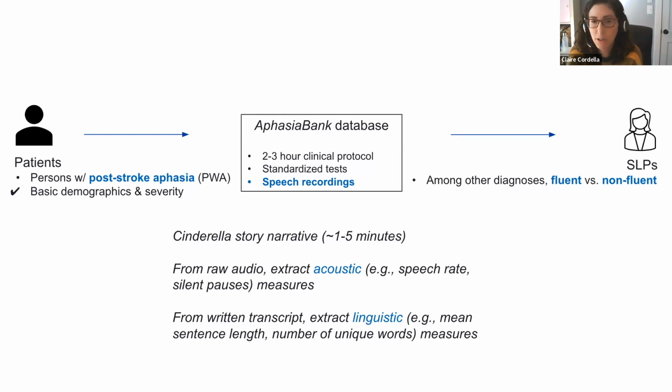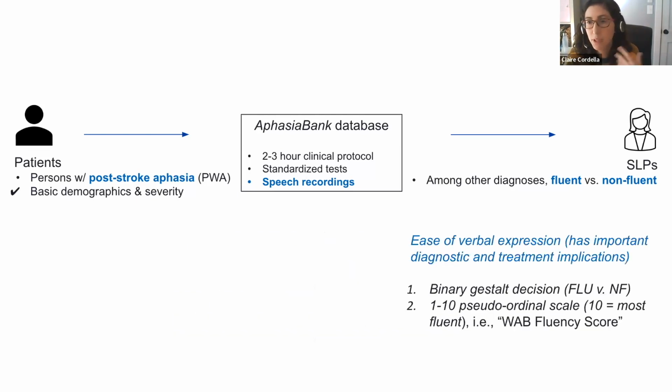And I'm doing two kinds of feature extractions. From the raw audio, I extract acoustic measures, so you can see some examples there. And from the written transcript, I extract linguistic measures. Those are some terms I'll be using throughout. Then, in terms of what I am predicting, it's an SLP diagnosis of whether someone is fluent or non-fluent. This has to do with the ease of verbal expression, and it has some important diagnostic and treatment implications, which is why we're interested in that.